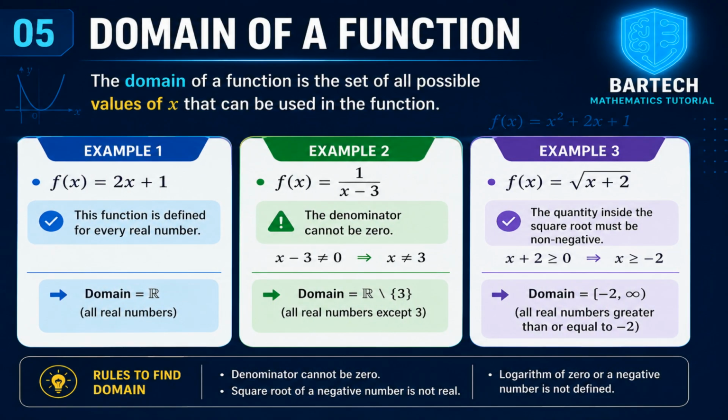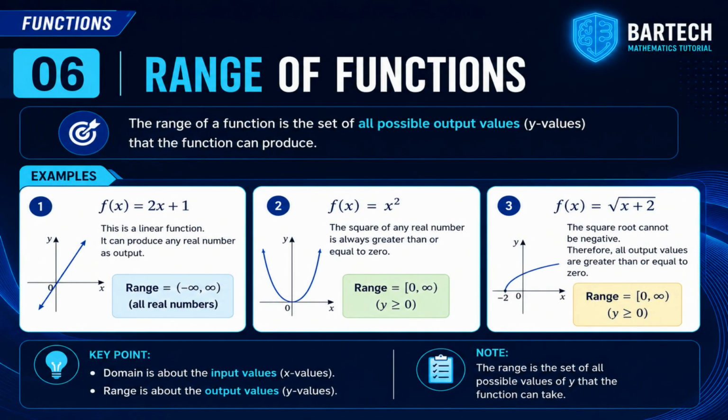The domain is the set of all possible input values for which a function is defined. For example, some functions have restrictions, like denominators that cannot be 0, or square roots that require non-negative values inside. While the domain concerns inputs, the range represents all possible output values that a function can produce. For linear functions, the range is often all real numbers, but other functions have specific limits based on their behavior.